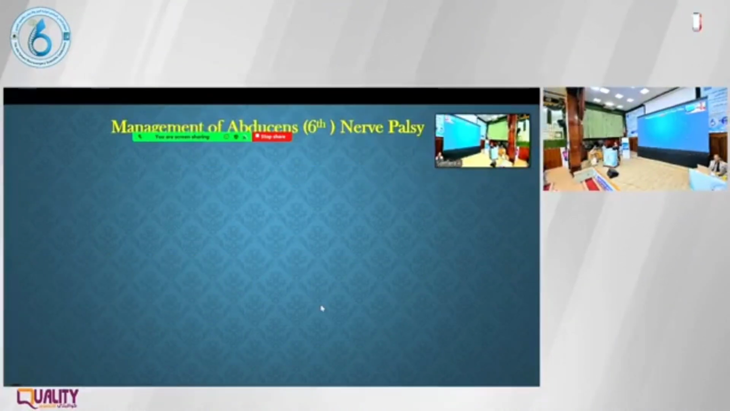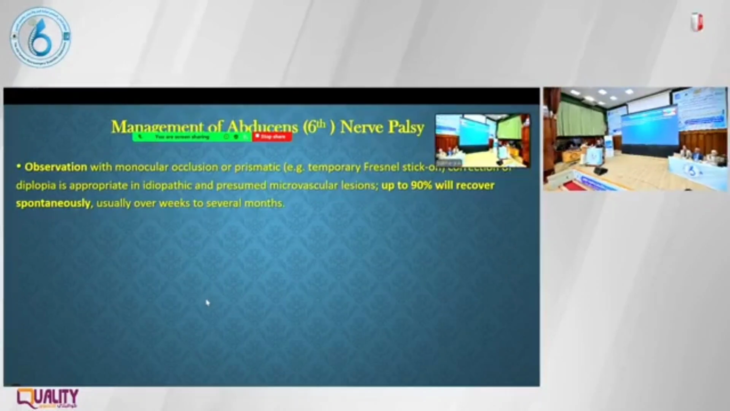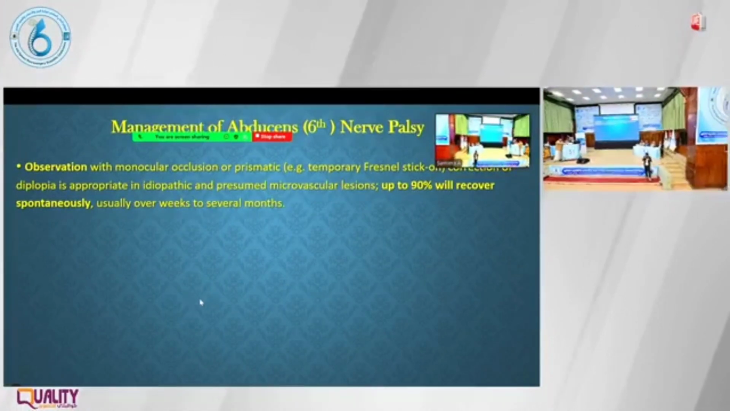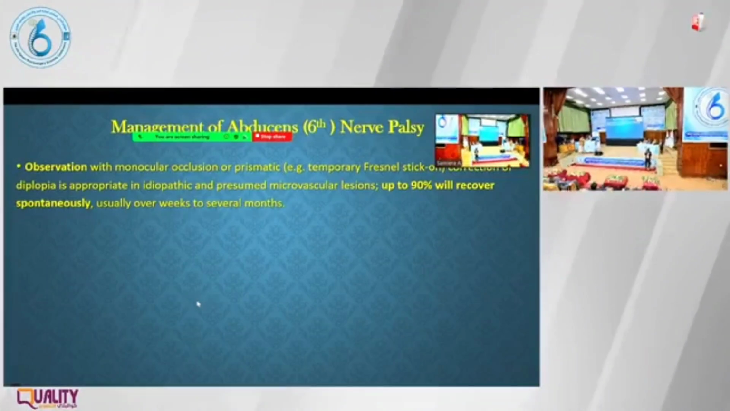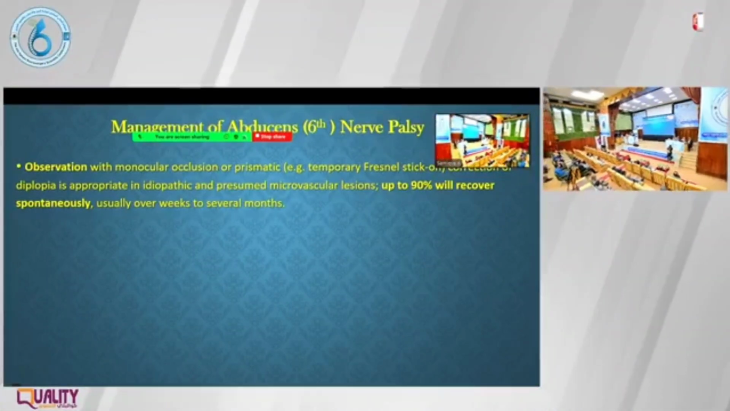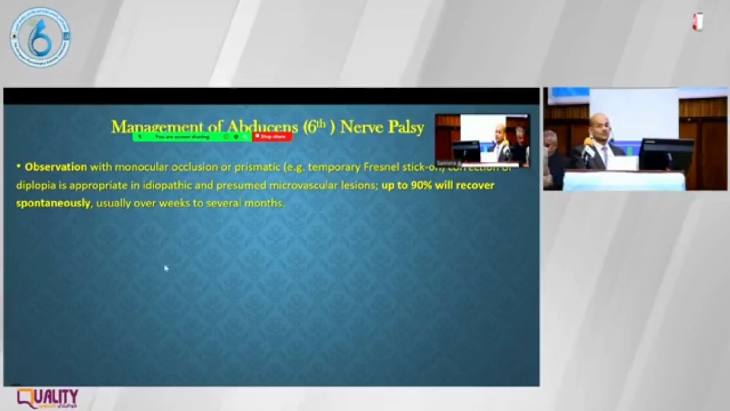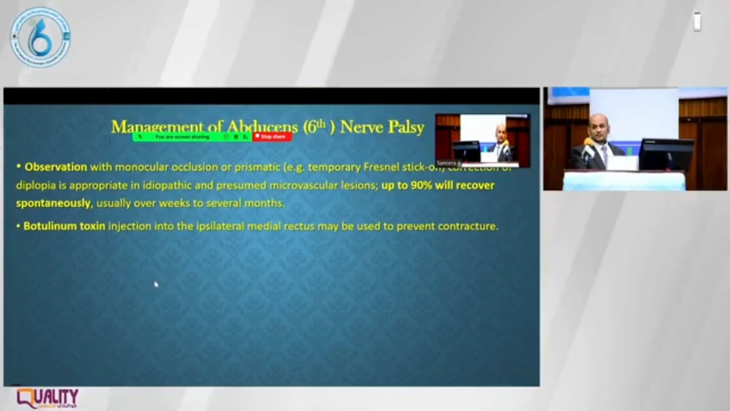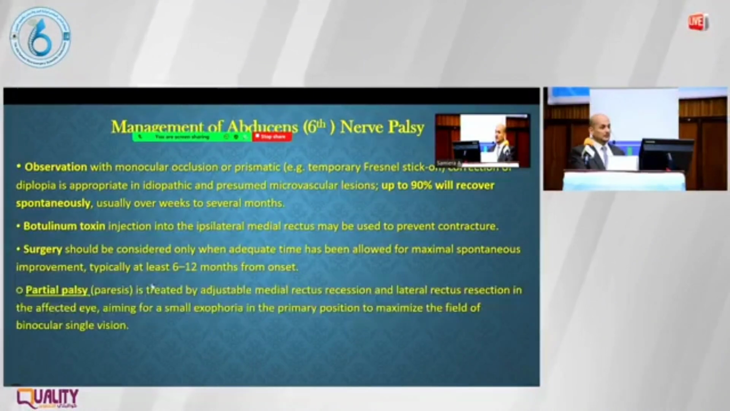Management of abducens nerve palsy: again, observation with monocular patching, especially in patients with microvascular etiology, because in 90% it will recover spontaneously, only with control of the microvascular risk factors. Botulinum toxin is sometimes used to prevent contracture of the medial rectus muscle, and surgery.